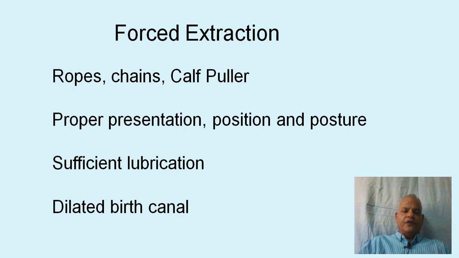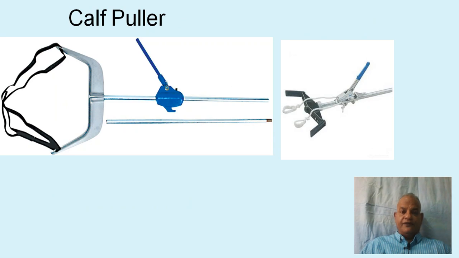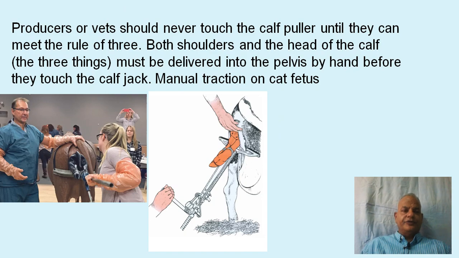Now for forced extraction, rope, chains and calf puller can be used, and important is the birth canal should be dilated and there should be sufficient lubrication. These are some of the obstetric chains, and the picture on the right side shows the chain pullers for extracting a calf. This is a calf puller. You can tie the legs of the fetus with the ropes, and then a calf puller can be used.